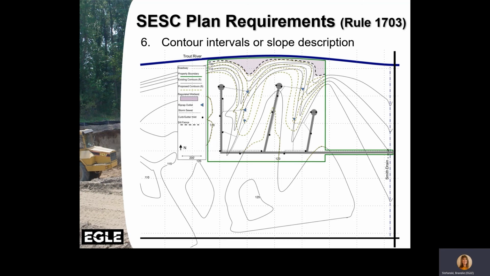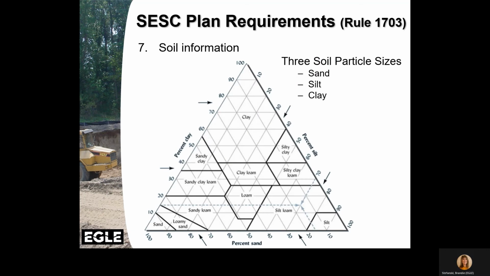This tells us how much grade will change or how much cut and fill activities will be occurring at the site. It also identifies where flow patterns may change from sheet flow to concentrated flow. This may be indicated by contour lines, or the information can be included in a written format or using arrows. Now we're going to spend some time on soil information. The next several slides will discuss why it is important.